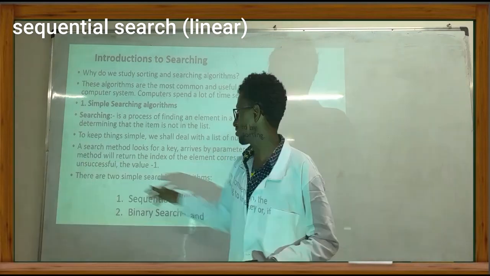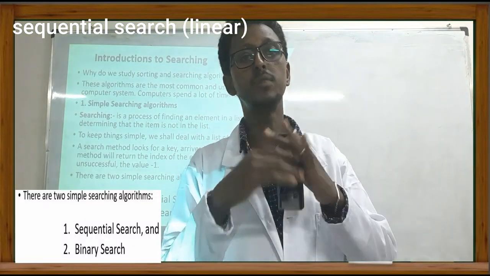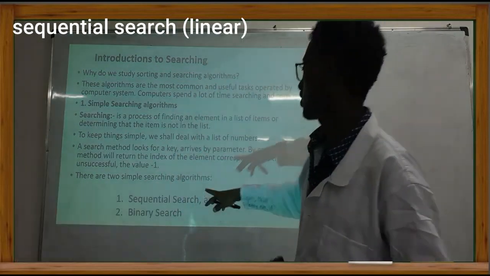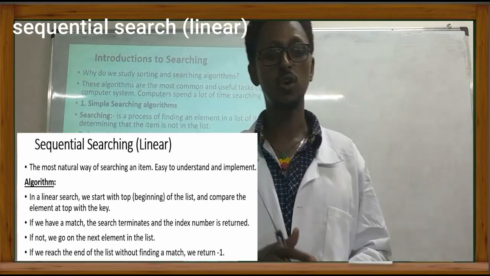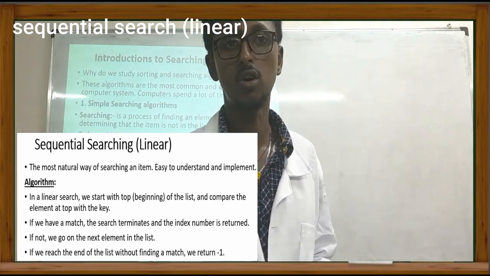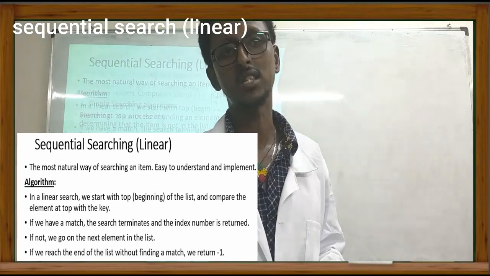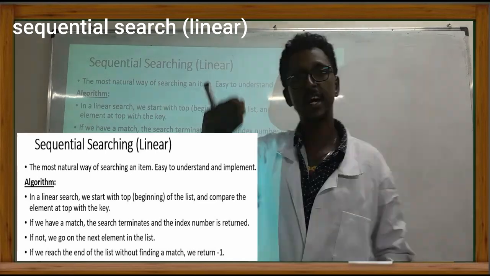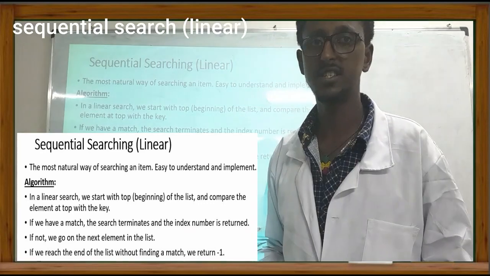There are two types of simple searching algorithms commonly. The first one is sequential search. So how is the simple sequential search algorithm implemented and how does it work in our computer system?